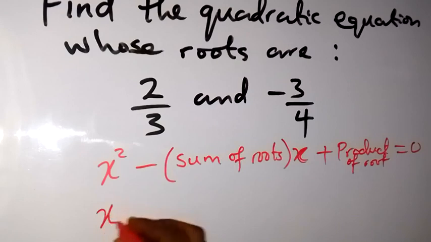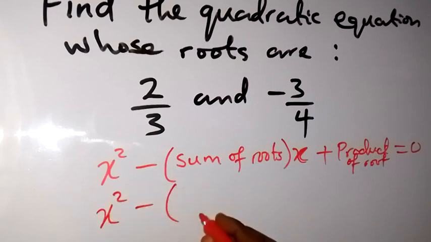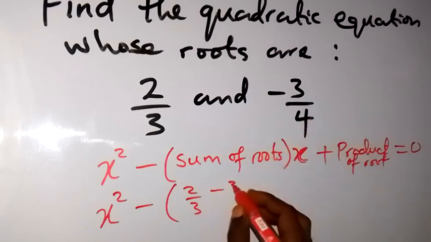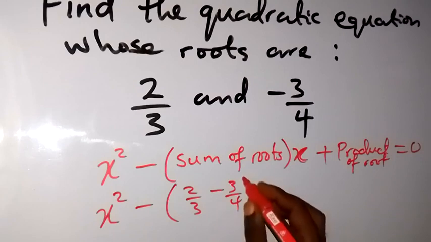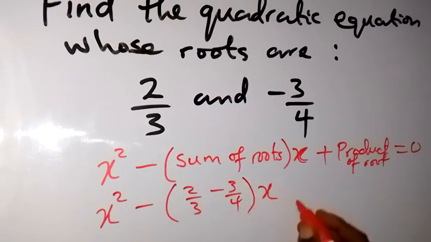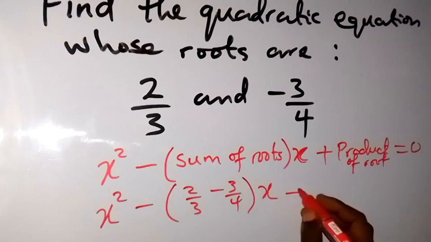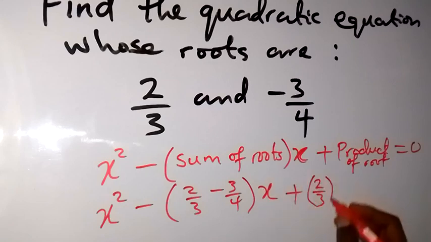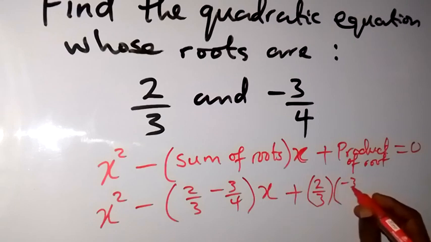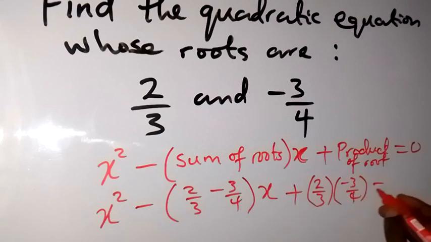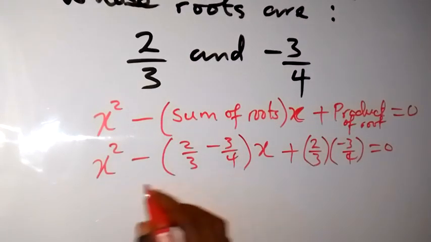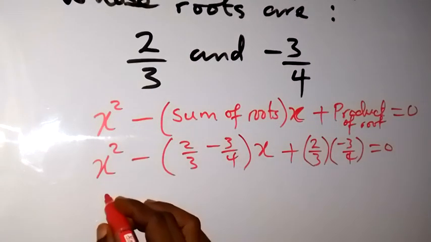We can say this is x squared minus the sum of the roots. We have 2 over 3 plus minus 3 over 4. That's still minus 3 over 4. Then x. Then plus the product of the roots. We say 2 over 3 multiplied by minus 3 over 4. Then equals 0.